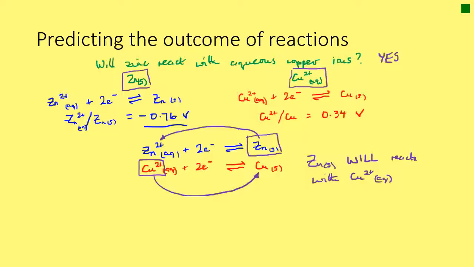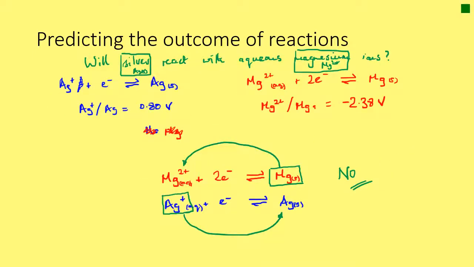Let's go through that once again with a different example. This time let's use an alternative question. This time let's say, will silver react with aqueous magnesium ions?